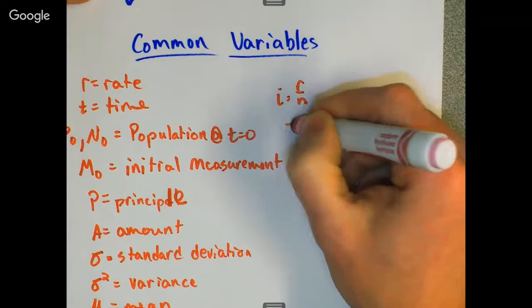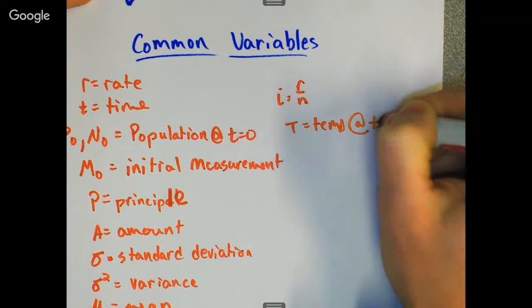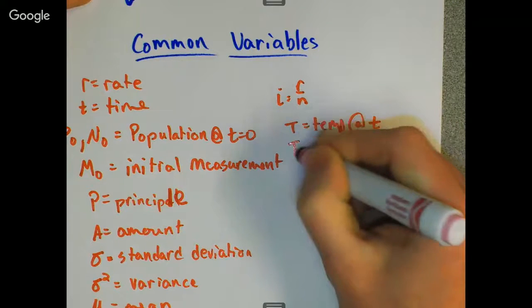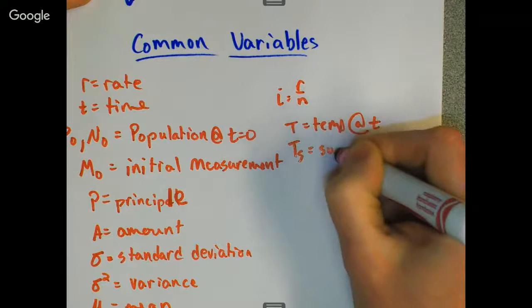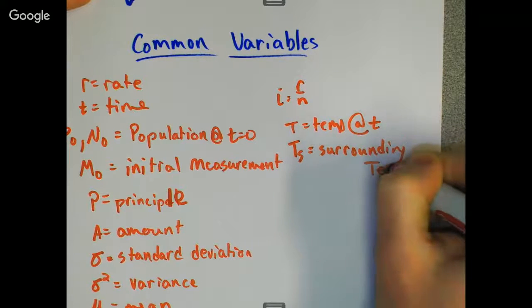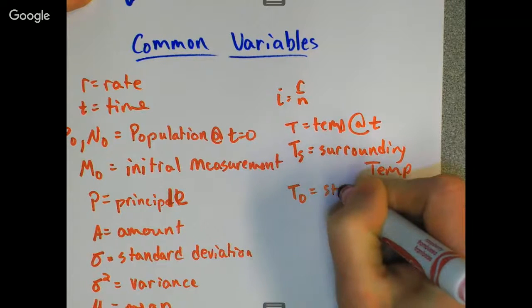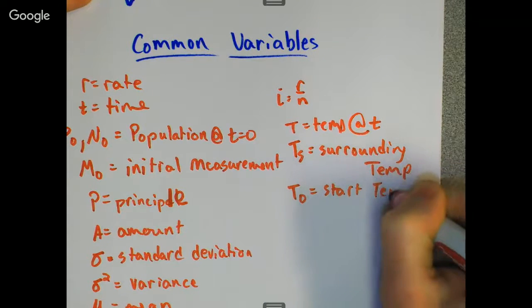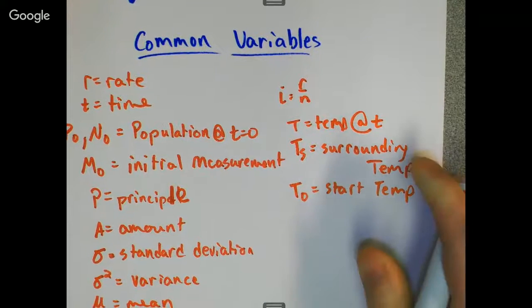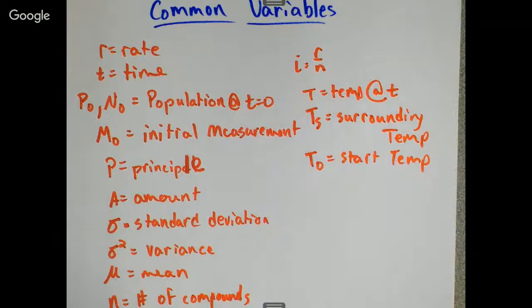We have T, which is temperature at a given time. We have Ts, which is your surrounding temperature. And we have T naught, which is your initial or start temperature. And of course, there are many, many more common variables that may show up, but this is just a list that I thought would be rather helpful.